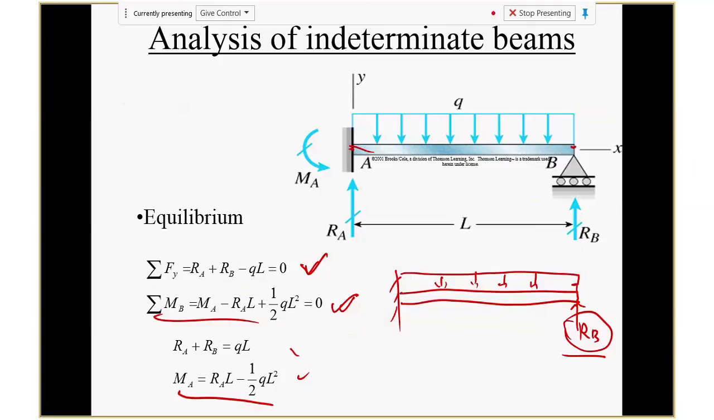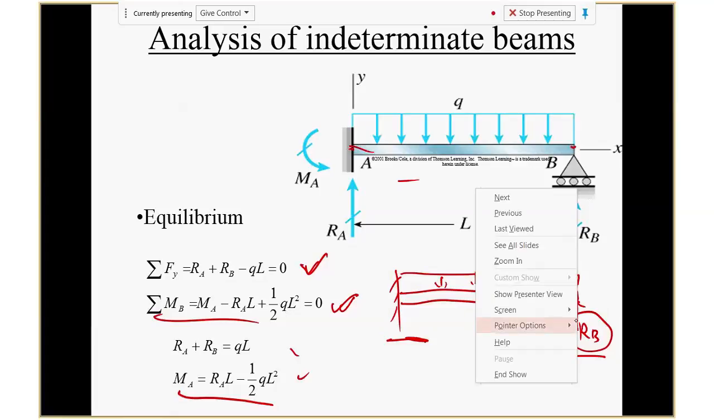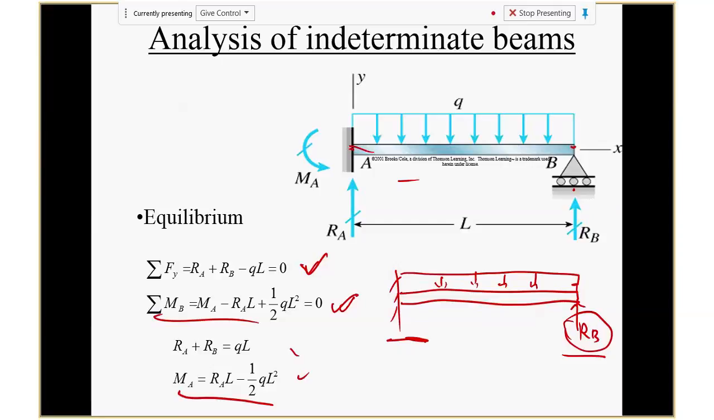How can you make this beam deform the same way as this beam? Boundary. What is the difference between the blue one, the original indeterminate beam, and this red one I'm just drawing? The difference is I remove the restriction here and replace it with this RB, reaction force.